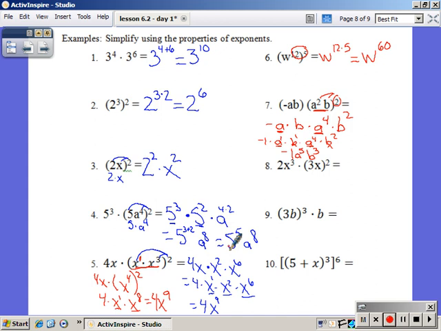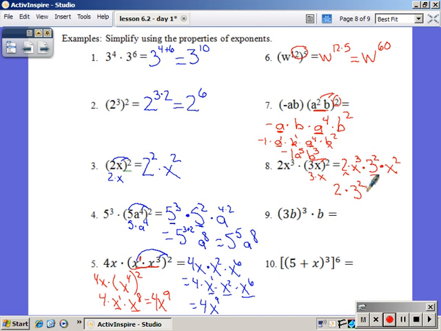Very similar in number 8, 2x to the third, remember really 2 times x to the third, times then 3x in a set of parentheses. Remember this is really 3 times x, so this exponent of 2 needs to be distributed to each factor. So now I have 3 to the second times x to the second. Put together only like bases. 2 and 3 are not the same base. Therefore, those have to stay separate. I would leave that as 2 times 3 squared.